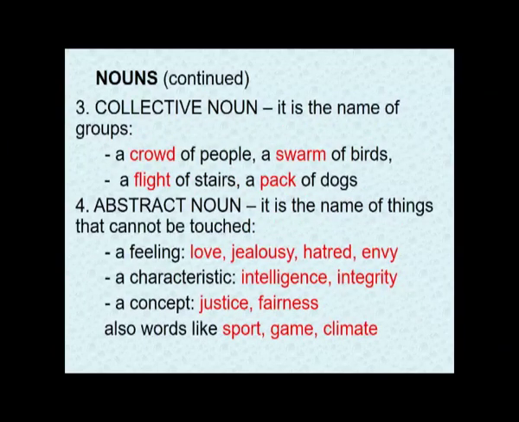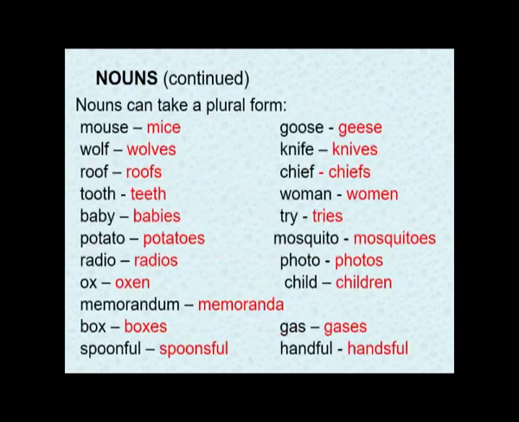There are collective nouns, a crowd of people, a swarm of birds. Then there are abstract nouns that cannot be touched or sometimes seen. But it's still a noun, a feeling, a characteristic, a concept, and so on. Nouns take plural forms. Here you will find the different plural forms that you can expect in the exams.